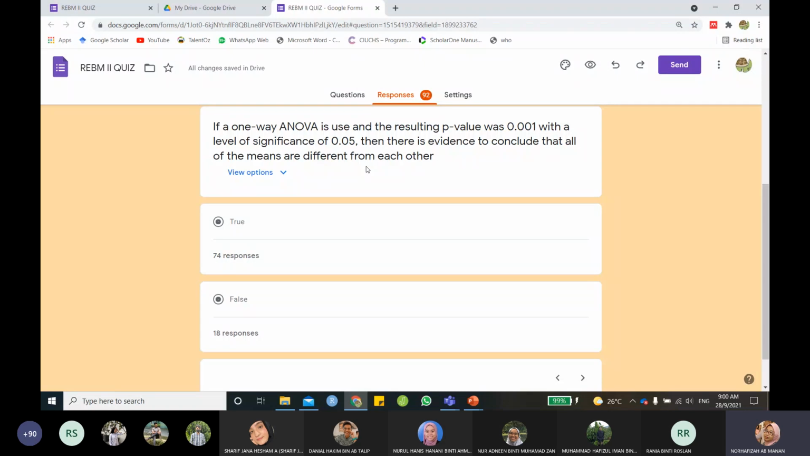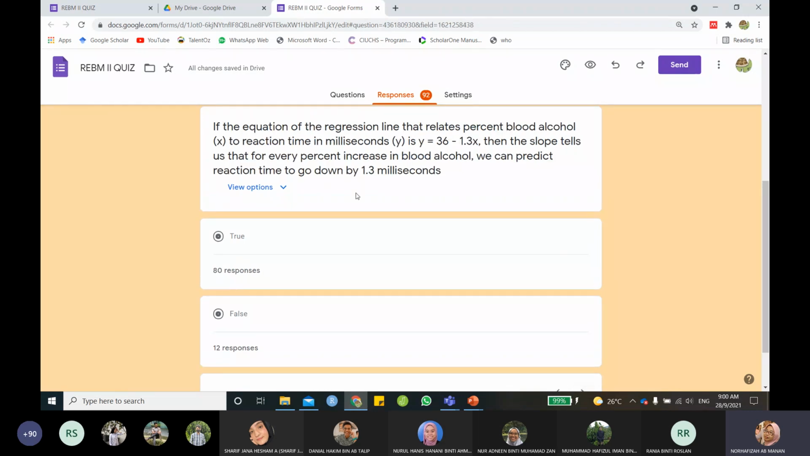ANOVA, if the p-value is less than 0.05, meaning that at least one pair of the groups has a difference. Maybe you have 3 groups: A versus B, B versus C, and A versus C. So we have 3 groups. It is not that all have a difference actually. At least one pair. For example, maybe A and B are different, but B and C are not different, and A and C are not different. The result is also significant. So the answer here is false. Okay, it's quite tricky, this question. I agree. Okay, this one.